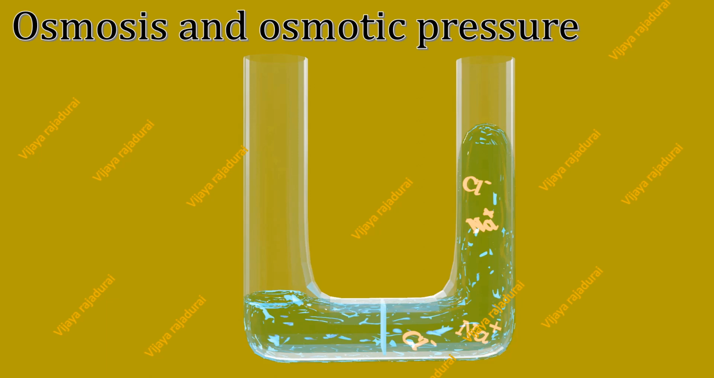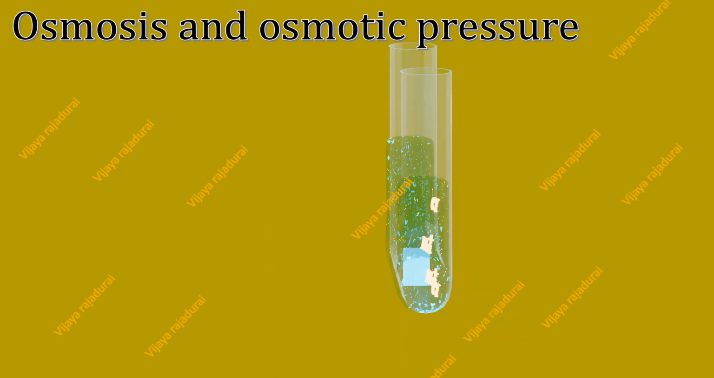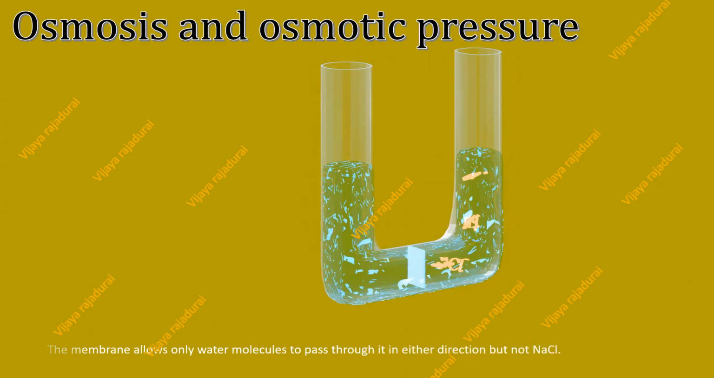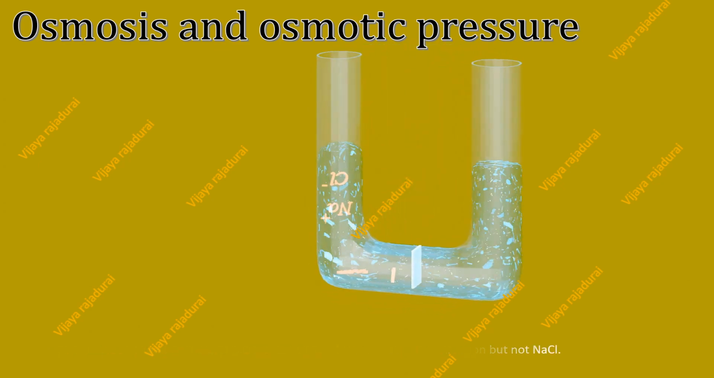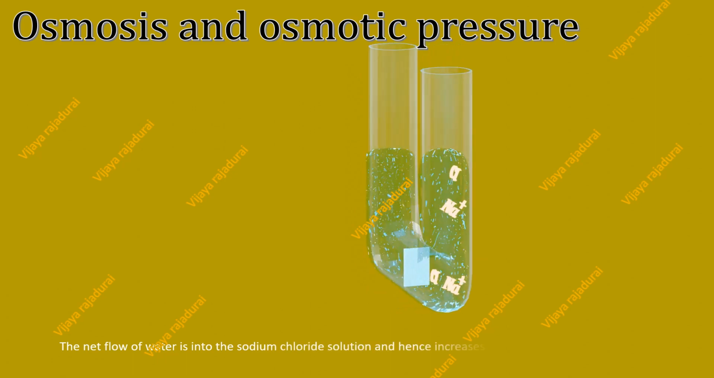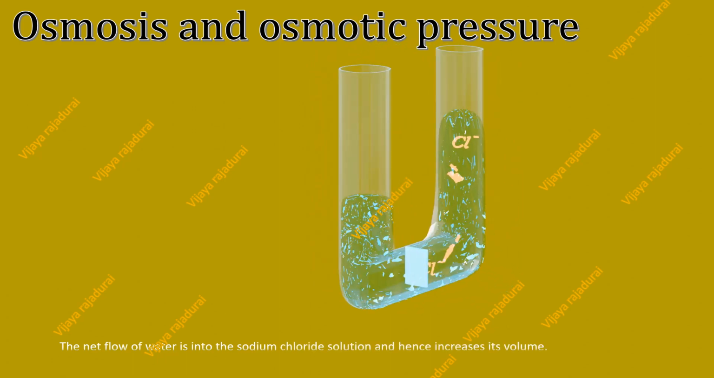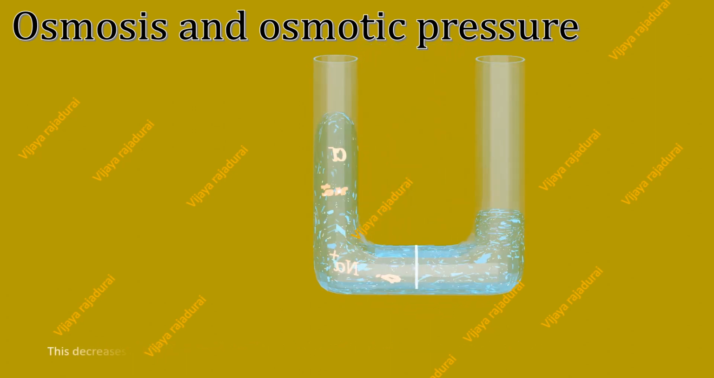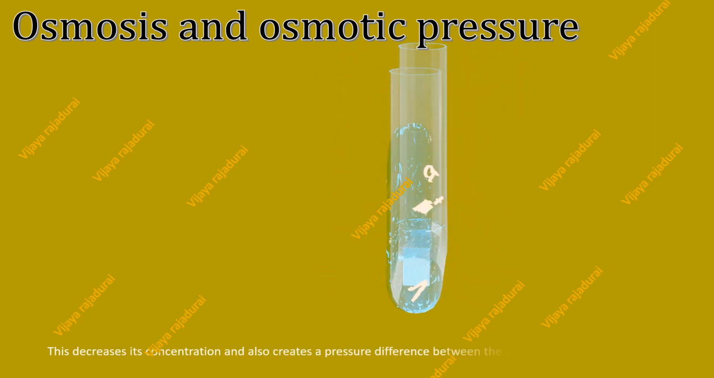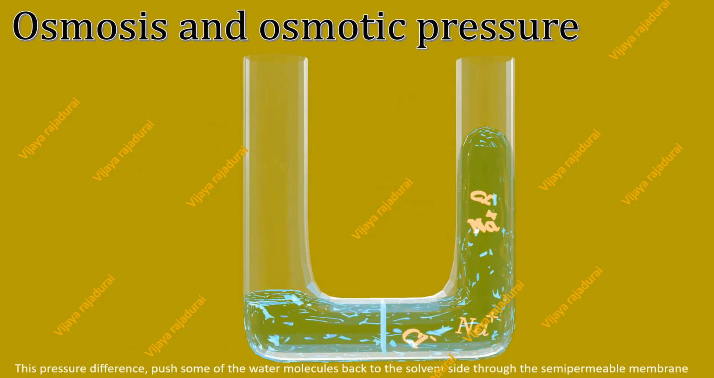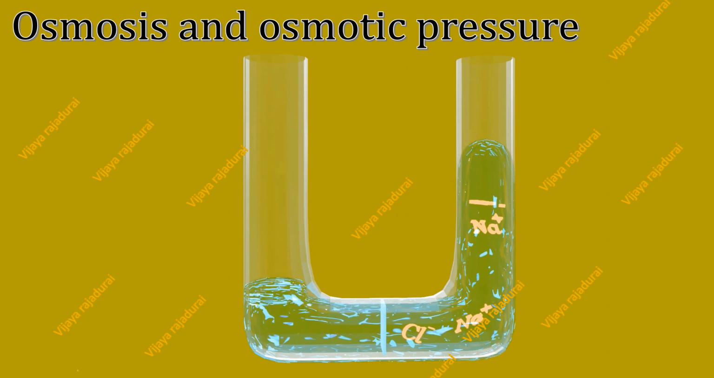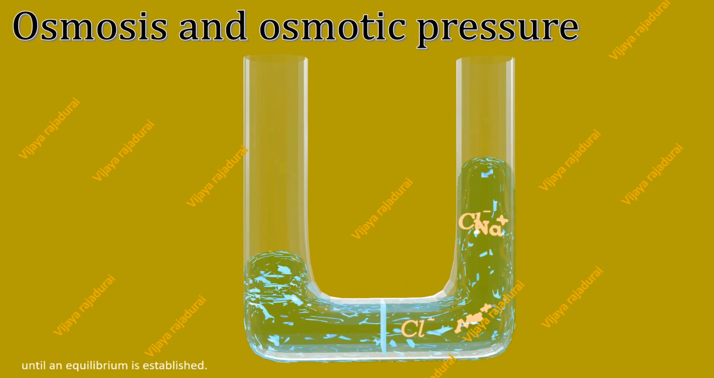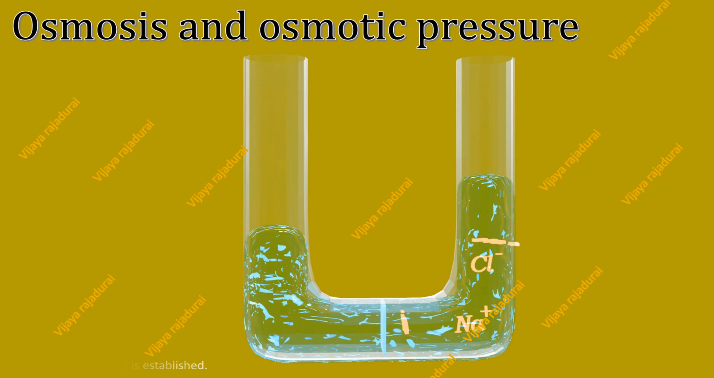So on the right hand side compartment, the volume is increasing. On the right hand side compartment, not only is the volume increasing, there is a decrease in concentration also. So these two factors, that is increase in volume and decrease in concentration, create a pressure difference between the two compartments. This pressure difference pushes some of the water molecules from the right side compartment to the left side compartment through the semi-permeable membrane.